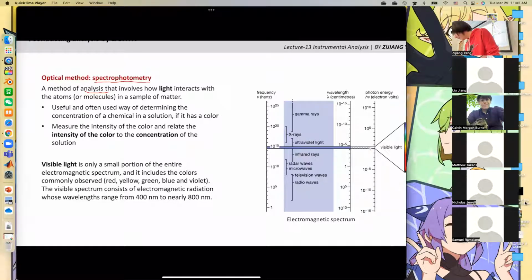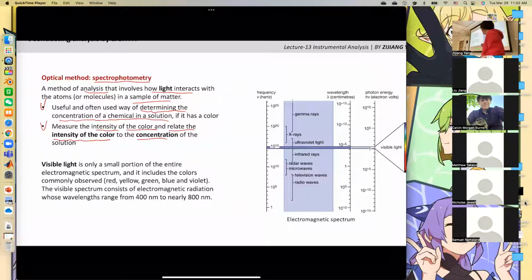It conducts analysis that involves how light interacts with the atoms or molecules in a sample of matter. So this is a useful and often used method to determine the concentration of a chemical in a solution, especially if the solution has a color. It measures the intensity of the color and relates the intensity of the color to the concentration of the solution.